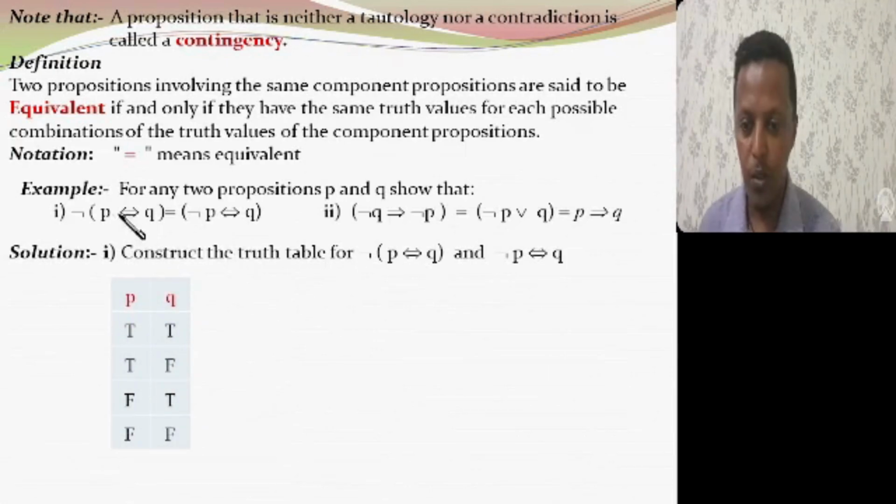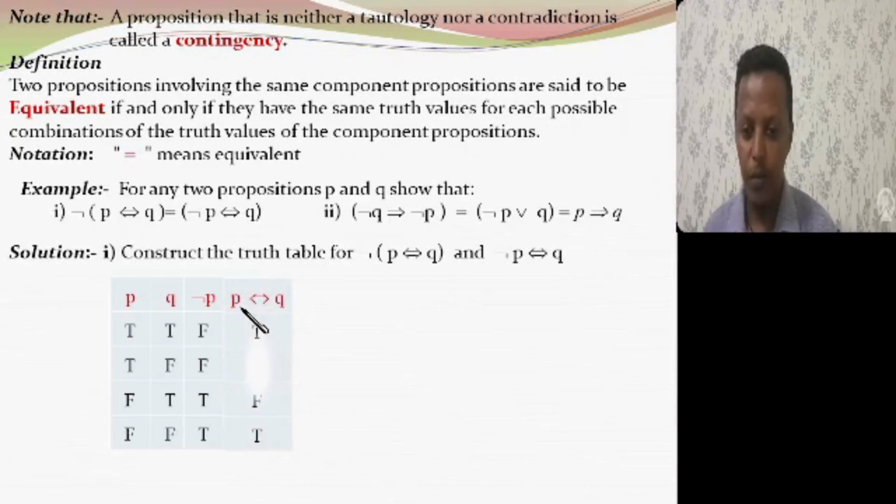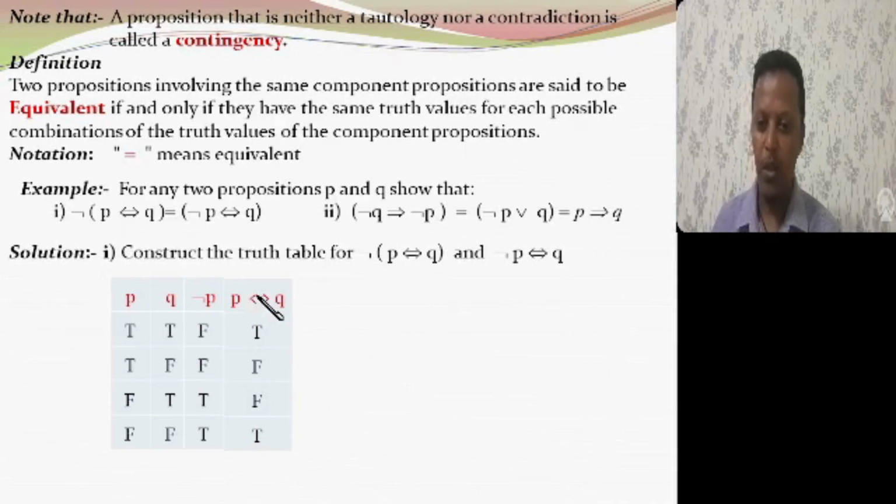I'm going to use one table for both. To construct a truth table, the compound proposition is composed of two variables, P and Q, so the four possibilities as usual. So we need negation of P. Let's find negation of P. It is the opposite of the first column: false, false, true, true. Then we need P if and only if Q. In case of biimplication, when both have the same truth value, it will be true. Otherwise, it is what? False. That is the rule of biimplication.